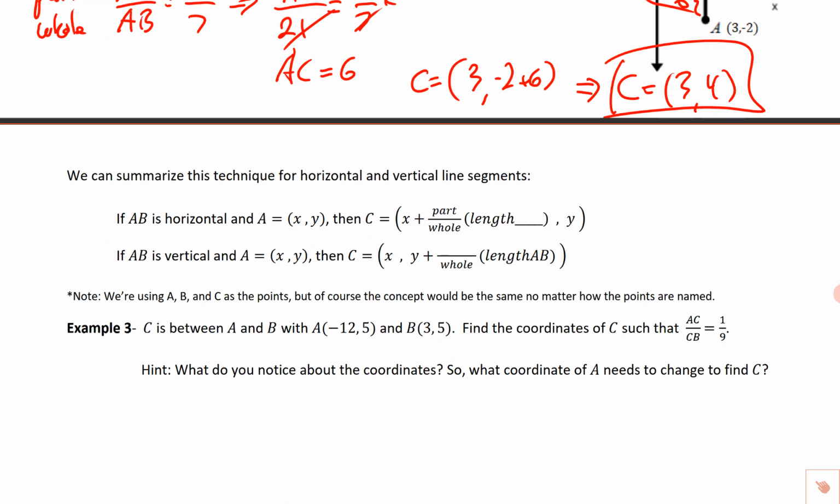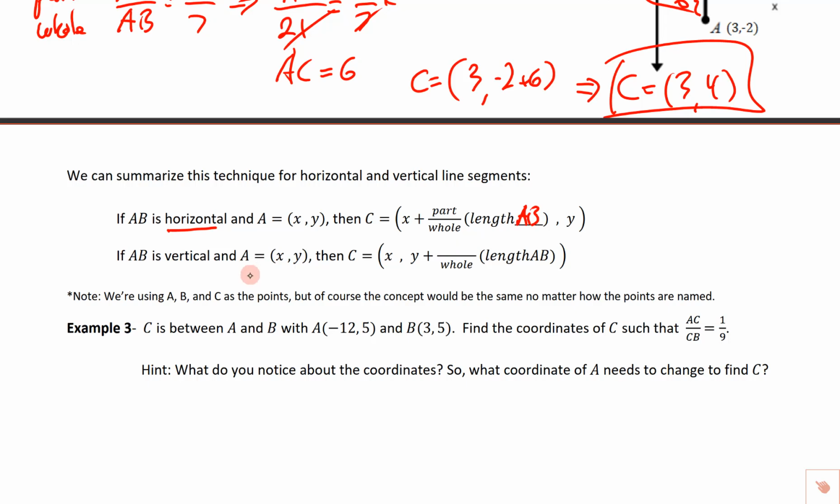Okay, you can kind of summarize this technique that we were using right here with a couple of quick lines. So if we're changing things horizontally, so if we've got a horizontal line, we've got a left end point and a right end point, and A is that left end point, then for C, all we're going to do is add a fraction of that entire length. So it's going to be that part to whole ratio, that scale factor, that's how much of the entire length that we're going to add. The y stays the same.